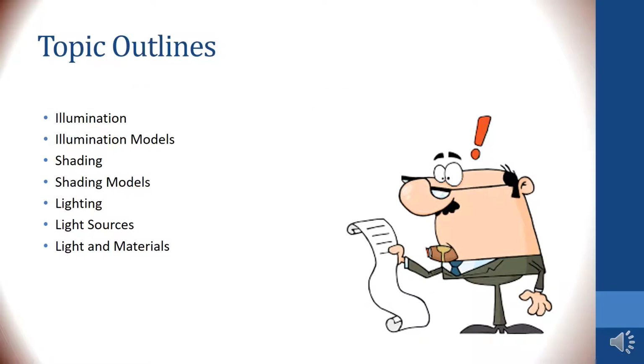Here is the topic that we're gonna cover in this chapter, and at the end of the chapter I hope that you'll be able to understand what is illumination, the type of illumination, shadings, shading models, lighting, light source, light and materials.